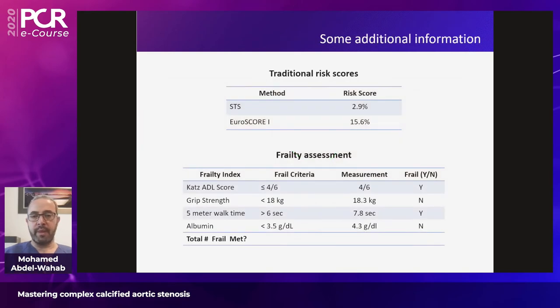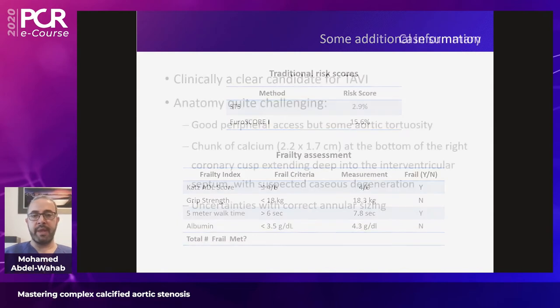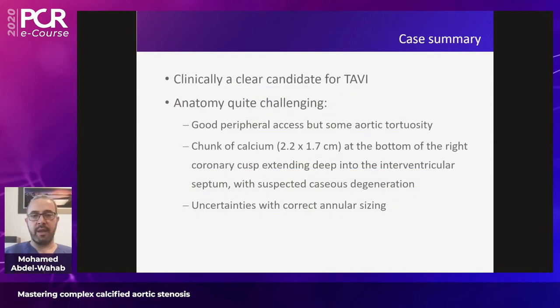So if you look at the additional information here, apart from the imaging analysis, you see that this patient, according to the traditional risk scores, is rather an intermediate risk patient with an STS of 2.9 and a logistic EuroSCORE of 15.6. But he is frail according to these objective frailty criteria. To summarize the case, we thought that this is clinically a clear candidate for TAVI, considering his age and frailty. But anatomically, he's quite challenging.